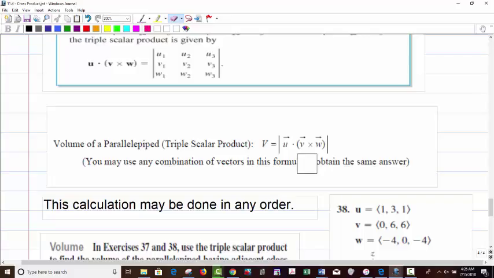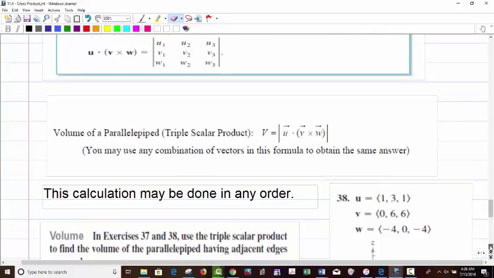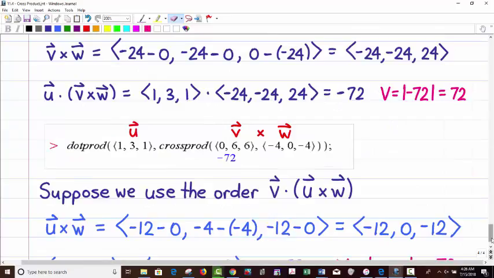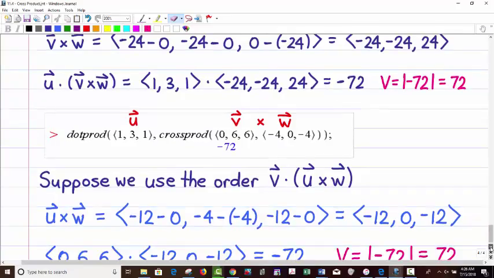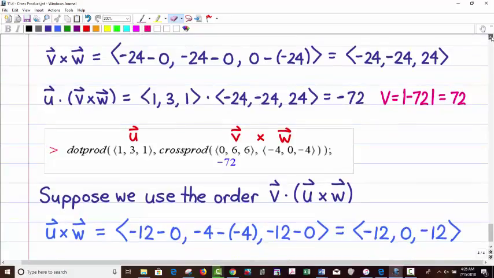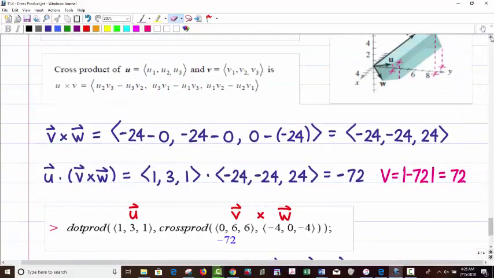So basically you take any two of your three given vectors, cross them, and then dot the result with the other vector, and that's it, in any order. It's kind of weird how that works. I think I did a couple of orders here. Yeah, I did a couple of orders, and I got the same negative 72, which turned out to be positive 72. And I'm sure some of the other orders would give you positive 72.